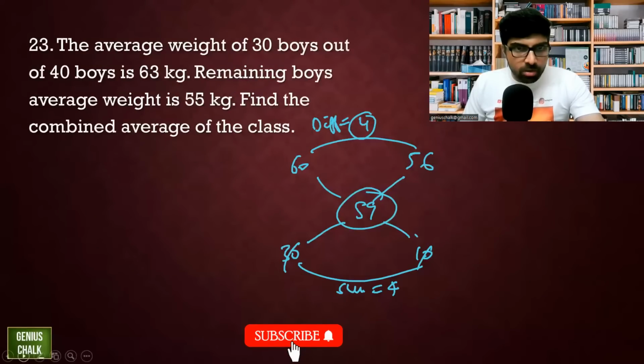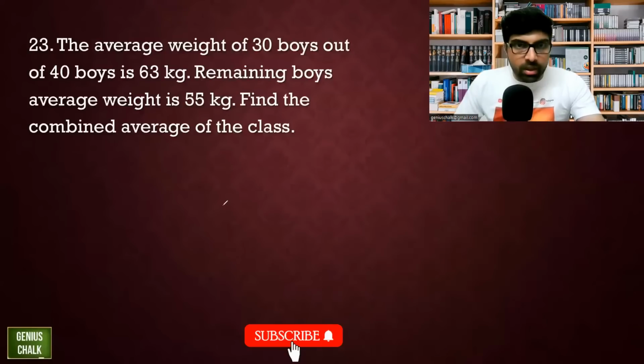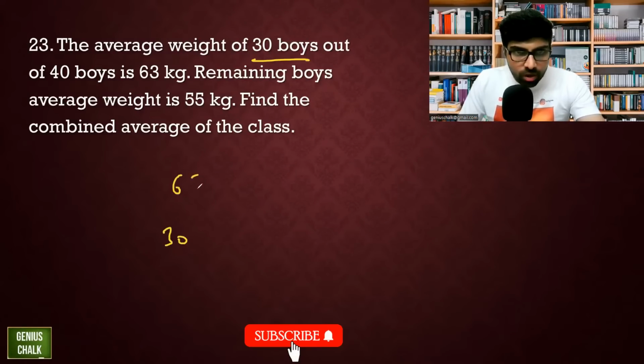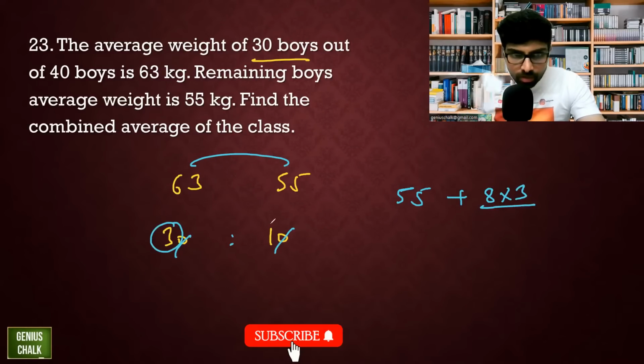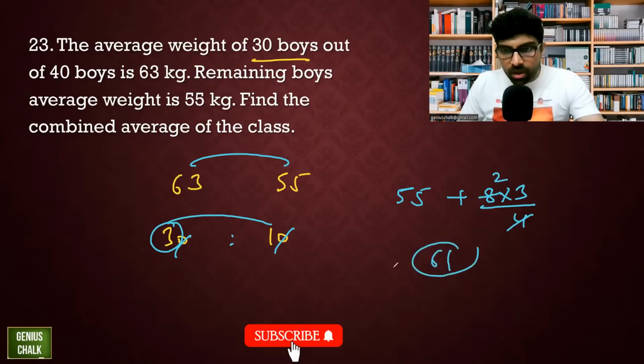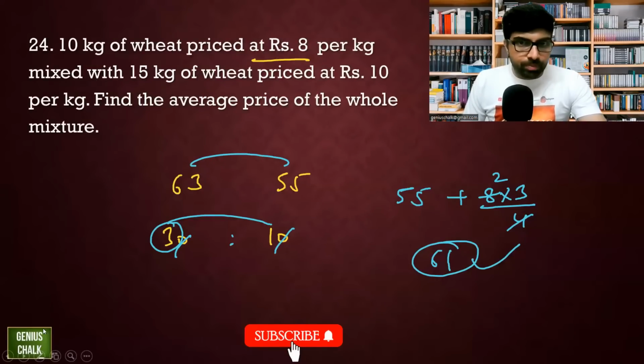So you can apply this method in all the questions and get your answers even faster than the allegation method. Like 30 boys out of 40. 30 boys, average is 63. Remaining 10 boys, average is 55. So let's take the overall average as 55. How much extra? It is 8 extra, and the ratio is 3:10. So it is for 3 students, and this will be divided among all. So this becomes 55 plus 6, that is 61 is the answer. You can apply this approach also.